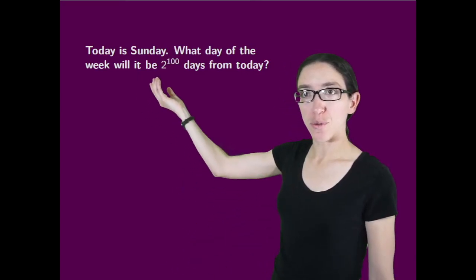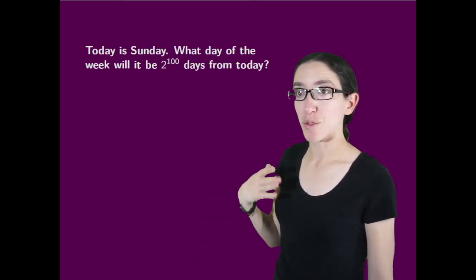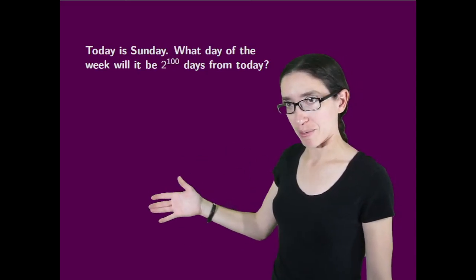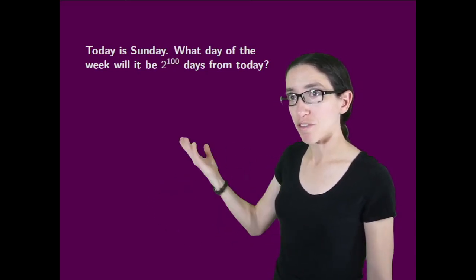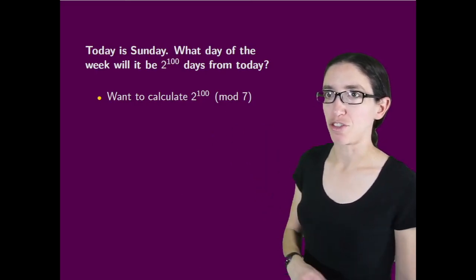So we want to take 2 to the 100th and divide it by 7 and see what the remainder is. The remainder will tell me how many days forward we walk in the week from Sunday. So we want to calculate 2 to the 100th mod 7.